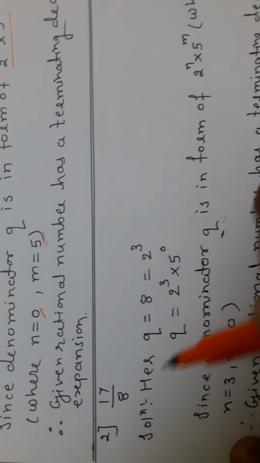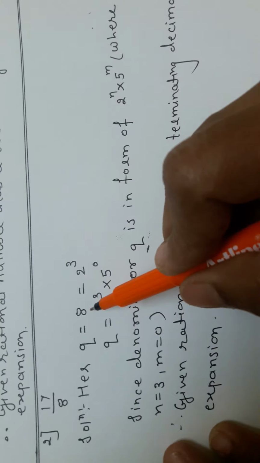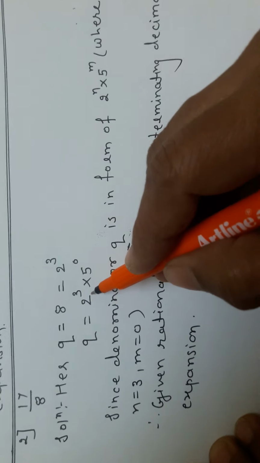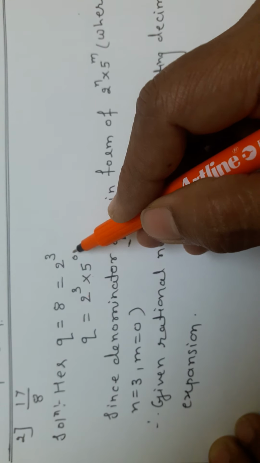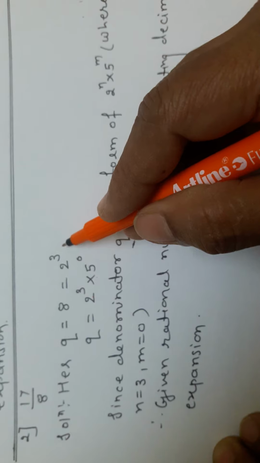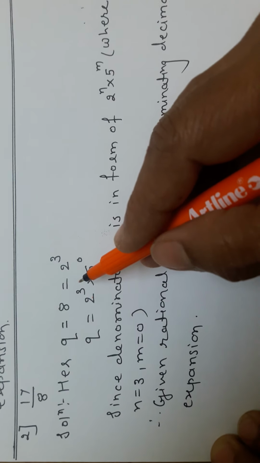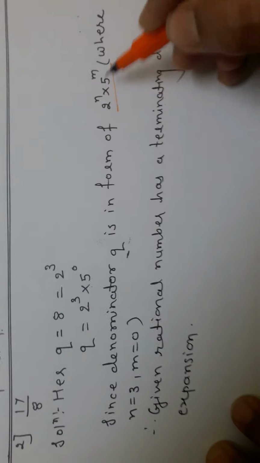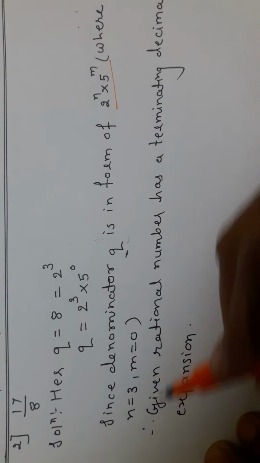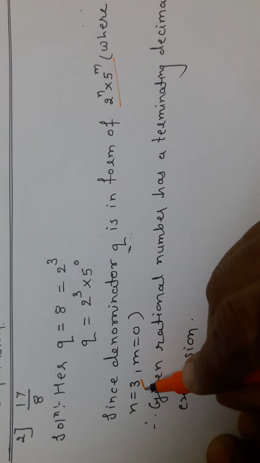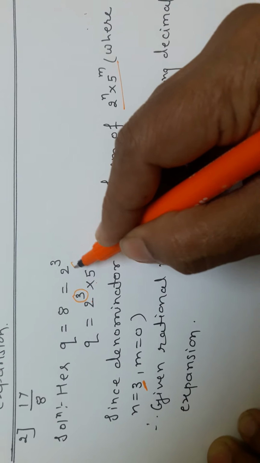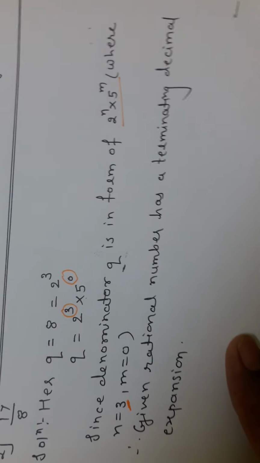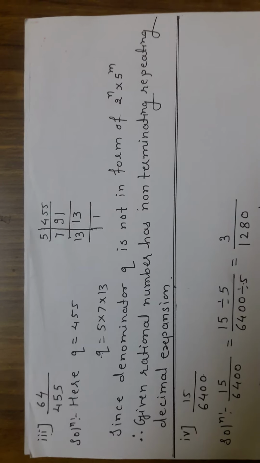Second, 17 by 8. Here, what is q? q is 8. 8 can be written as 2 raised to the power 3. Means here q can be written as 2 raised to the power 3 into 5 raised to the power 0, because the 5 is not here and we want 2 raised to the power n into 5 raised to the power m. Since the denominator q is in the form of 2 raised to the power n into 5 raised to the power m, where n is equal to 3. What's the value of n? 3. And what's the value of m? 0. Therefore, the given rational number has a terminating decimal expansion.